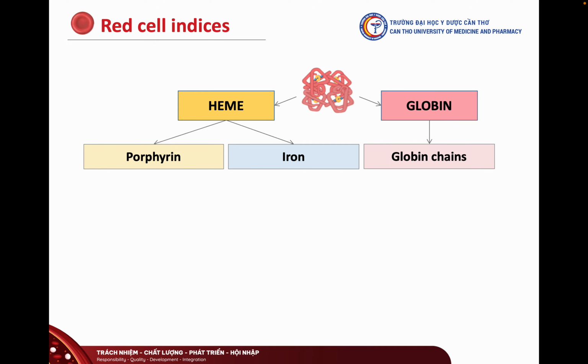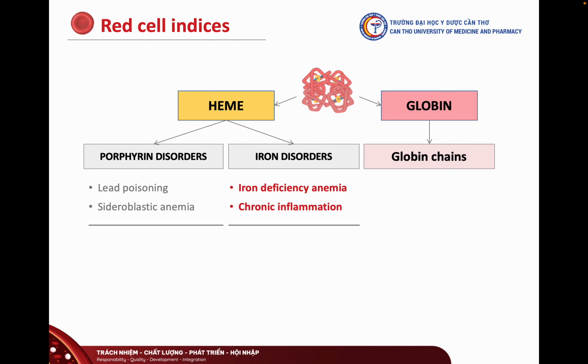Therefore, disorders can occur at three levels. First, porphyrin disorders. These include rare conditions like lead poisoning and sideroblastic anemia. And the second, iron-related disorders. This is one of the most common groups. You must remember iron deficiency anemia as well as the anemia of chronic inflammation. And the third, globin disorders. These affect the protein part of the hemoglobin. The key disease here is thalassemia.